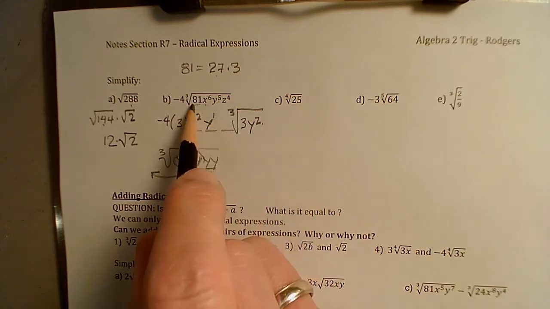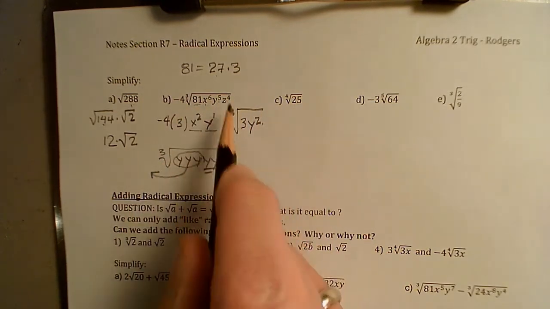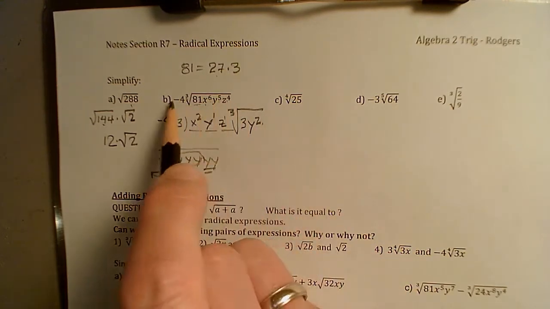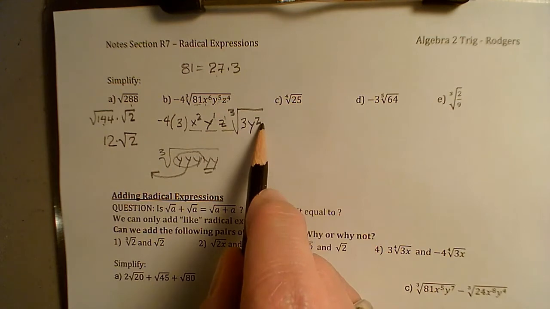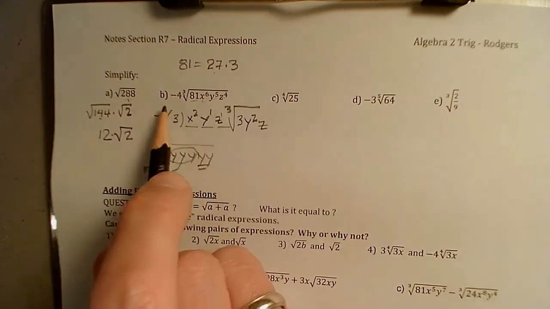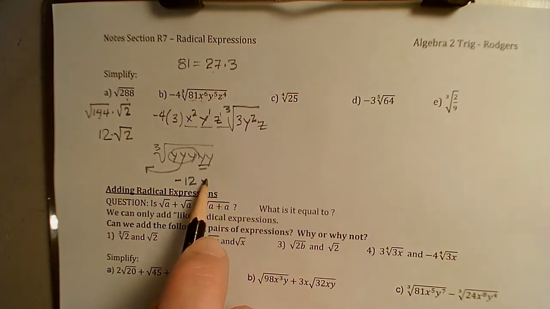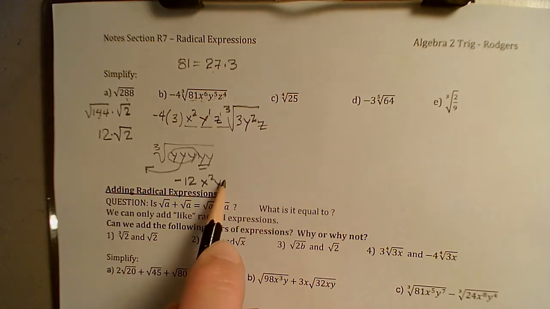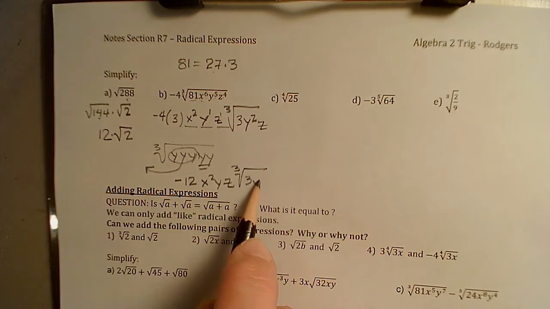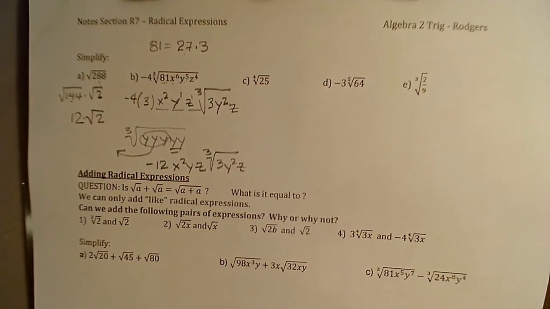Okay, 3 goes into 4 for the z now. 3 goes into 4 once, so that's a z to the 1, with a remainder of 1, so we have a z left behind. All right, and then for the full answer, we want to simplify this, put it together. So it's negative 12 x squared y z cube root of 3y squared z is our final answer there. All right, so that one was a little bit complicated.